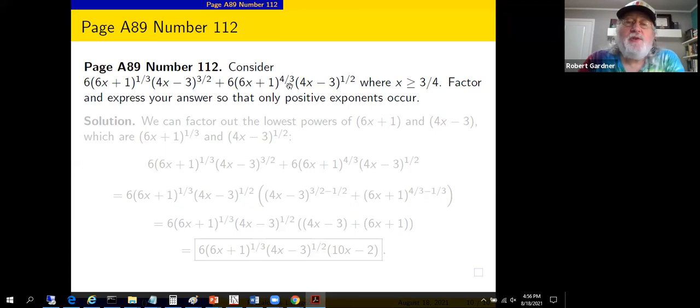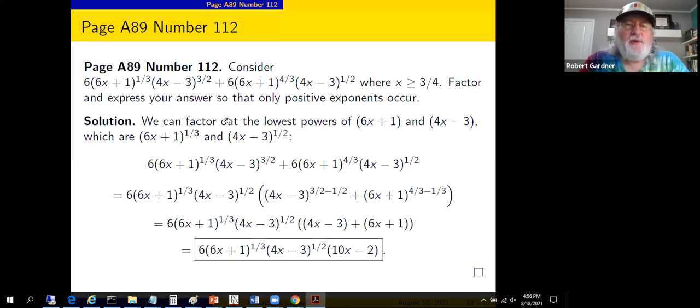Though it looks like we're taking cube roots on these, the reason they've given you this condition is there's a square root of 4x minus 3 right there. There's another one right there, the 1/2, the 2 in the denominator of the exponent, that's got a square root as well. These are cube roots, so not even an issue. Instructions are factor and express your answer so that only positive exponents occur.